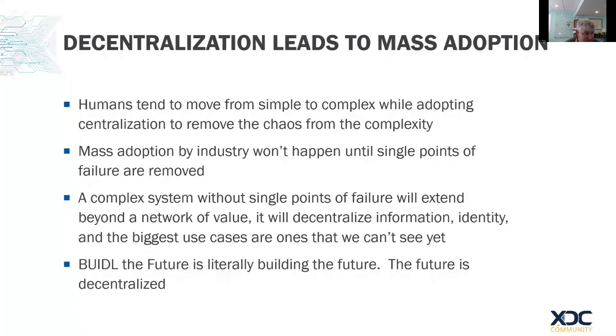And I really do believe that decentralization leads to mass adoption of this technology. And so as we've seen, humans tend to move from simple to complex while adopting centralization to remove the chaos from the complexity. Mass adoption by industry won't happen until single points of failure are removed. I just don't see it happening. A complex system with single points of failure will extend beyond a network of value. It will decentralize information, identity, and most likely the biggest use cases are ones that we can't see yet, right?